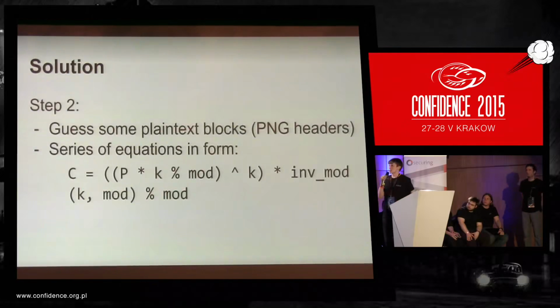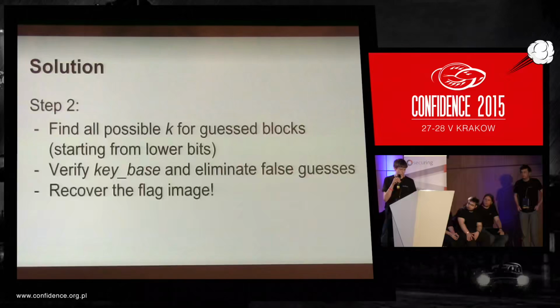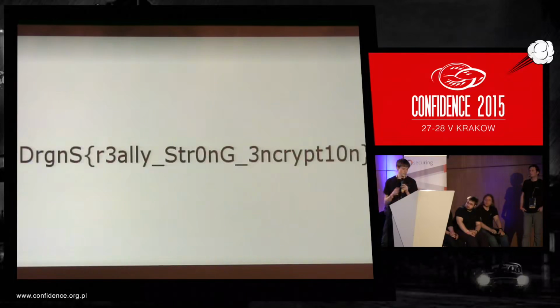Next step: because we know it's a PNG file from the extension, we could guess the first 2 or 3 blocks, because that was a constant PNG header. Then we got some equations, and next we could just solve them starting from the lower bits, because the modulus was a power of 2, so you can start with the lower bits and then extend the result, then check the key base and just recover the image. So that's all.